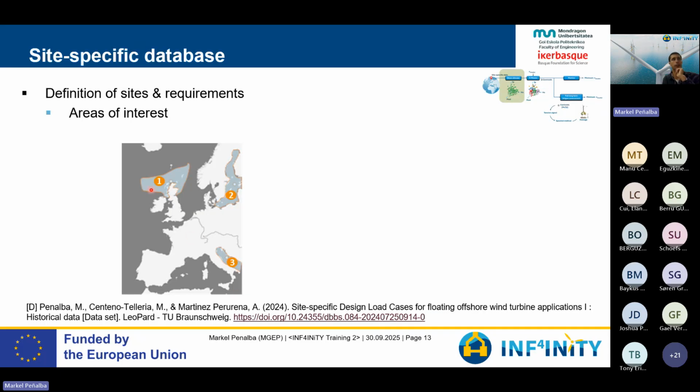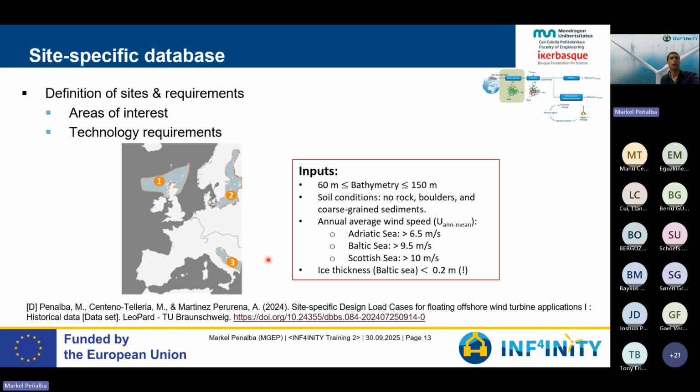We have 3 areas of study: Scottish Sea, the Baltic Sea, and the Adriatic Sea. You will find all the information for the historical data set in this Leopard repository. You can click on this link and you will go through to the Leopard repository, where you can download both the original version of the graphical user interface and the whole data set corresponding to the 3 areas for the historical data set. We've also defined some technology requirements so that we can reduce the areas to the really interesting locations where the deployment of the wind farm, and specifically the wind farm based on the GCON 15 megawatt turbine, would be potentially interesting.